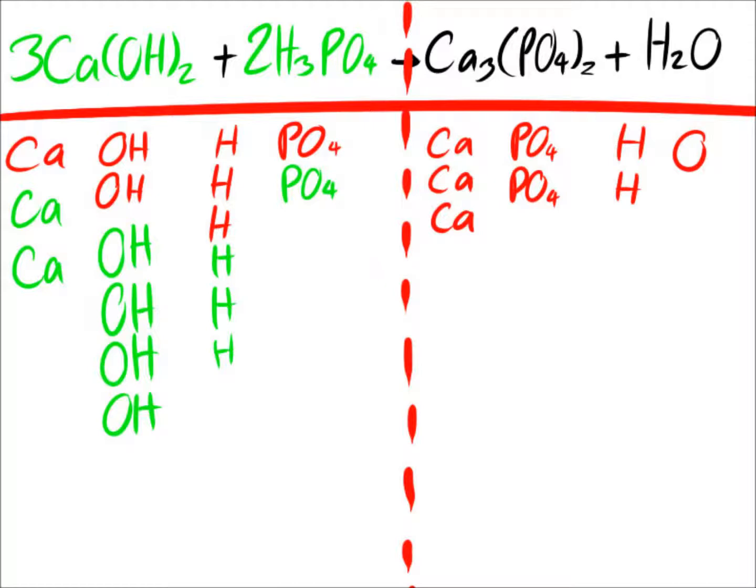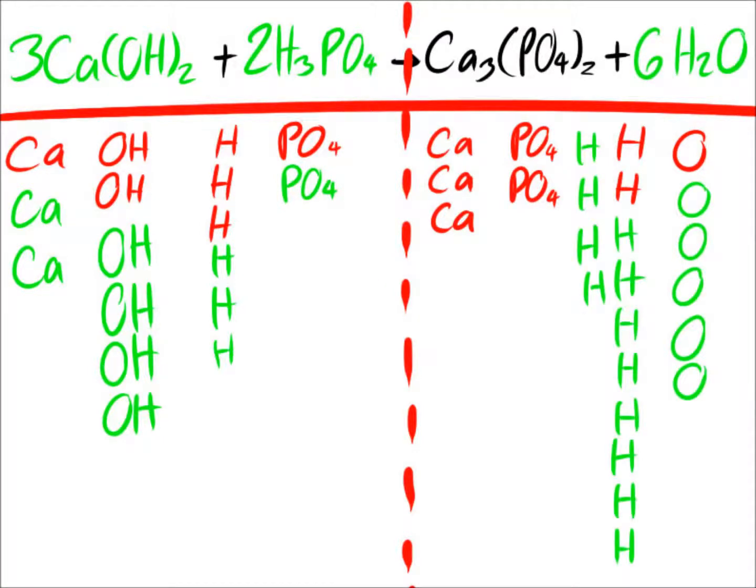Okay, that's a lot of hydrogen and oxygen on the left, but there's barely anything on the right. We can even them out by putting a 6 in front of the H2O. Now the equation is officially balanced.